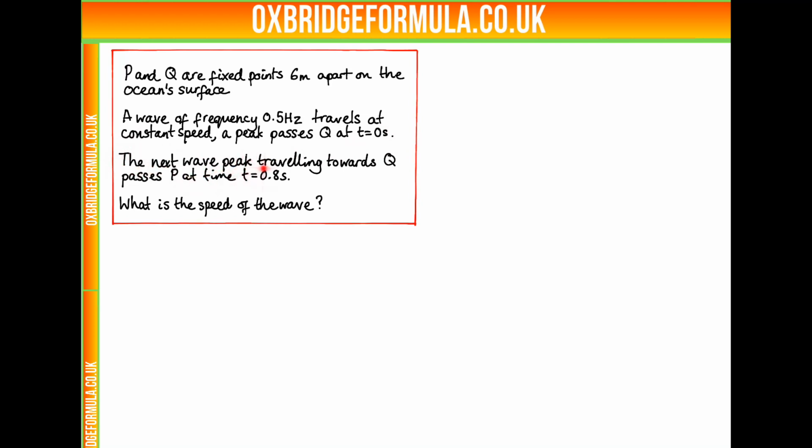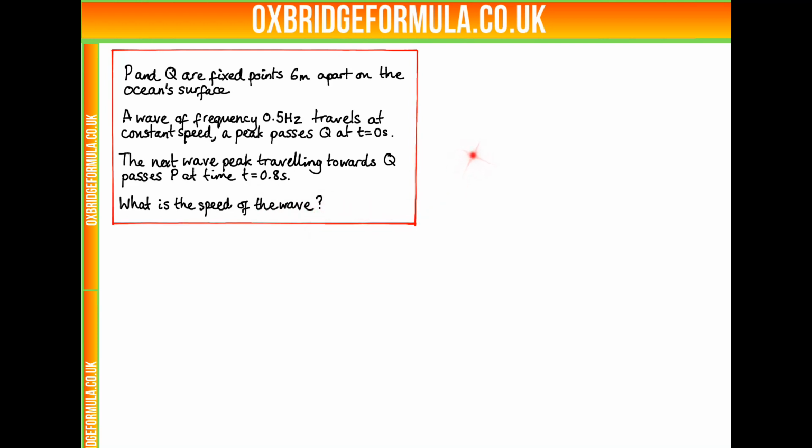The next wave peak travelling towards Q passes P at time t equals 0.8 seconds. So this peak, the next one to reach Q, will first hit P at t equals 0.8 seconds. So what is the speed of the wave?